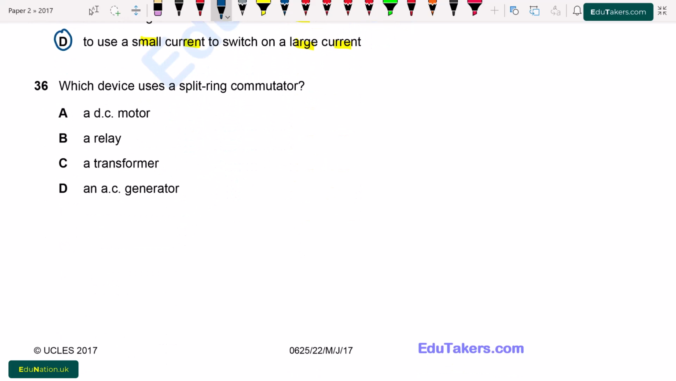Question number 36. Which device uses a split ring commutator? Option A, DC motor. B, relay. C, transformer. D, AC generator. So the split ring commutators are used in the DC motor. Option A is correct.